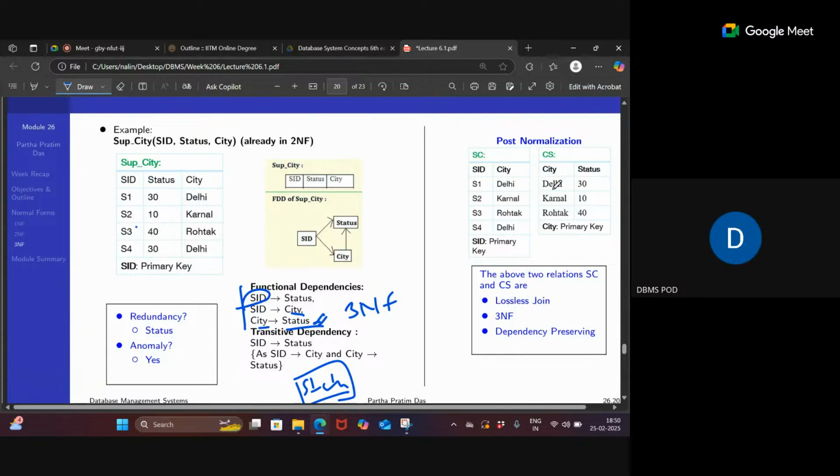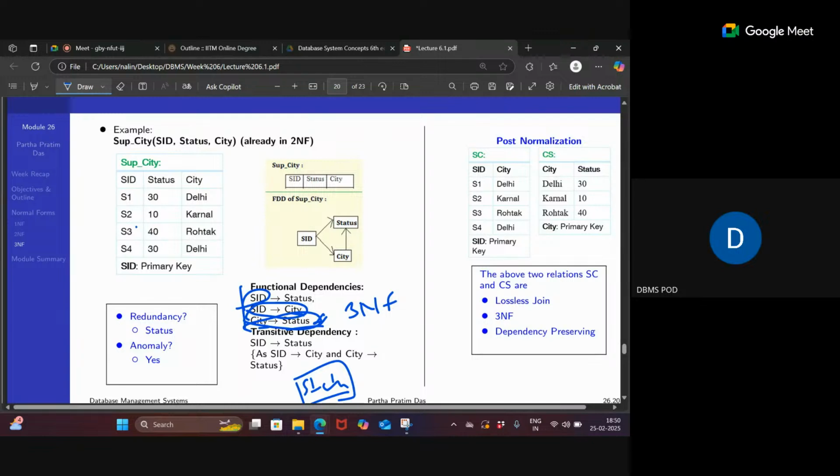So city and status can be in one table. Whatever FDs hold here, you can see SID determines status is true, SID determines city is true, and city determines status. This can be in one table. And in the other table, what we can keep is SID and city.